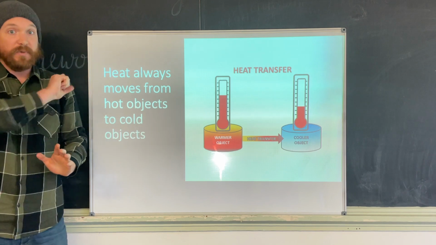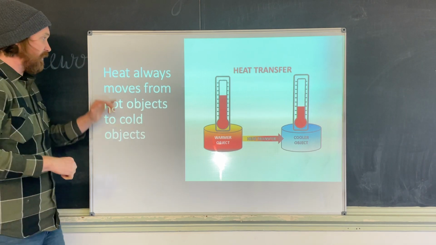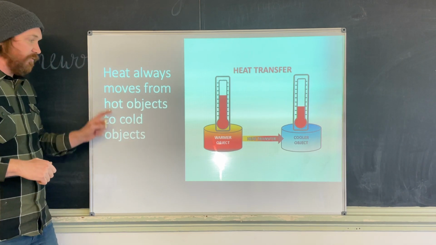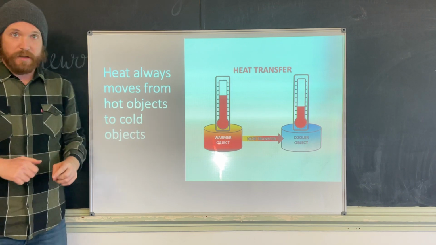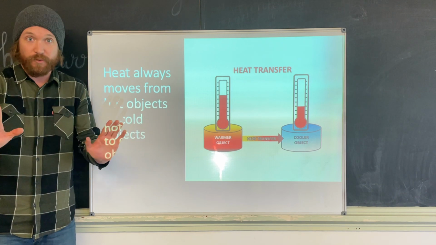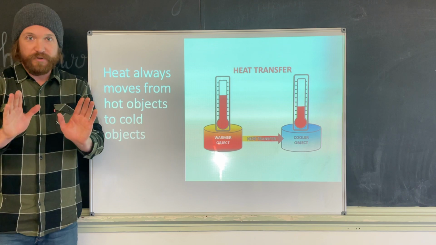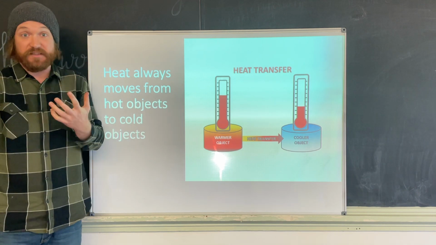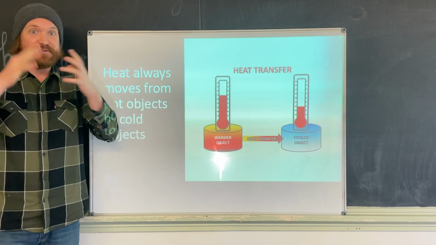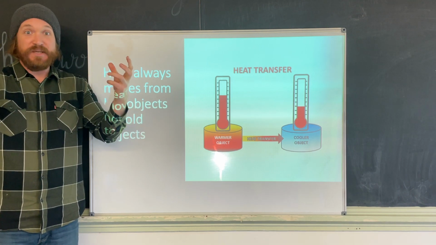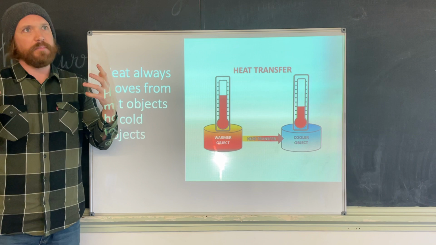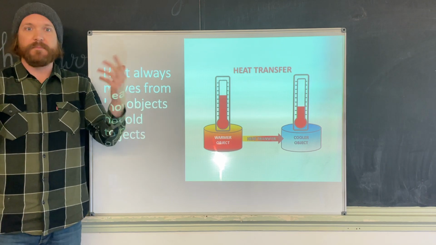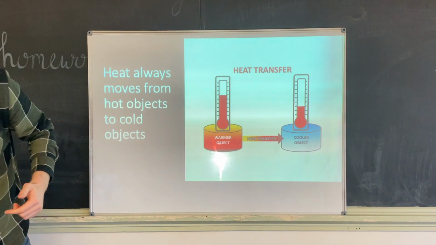And again, underline this, you can highlight it if you have it. Heat always moves from hot objects to cold objects. There's no such thing as cold energy. Cold is what happens when you remove heat. That's why space is cold, because there's no atmosphere to be heated up by the sun, warmed by the sun.